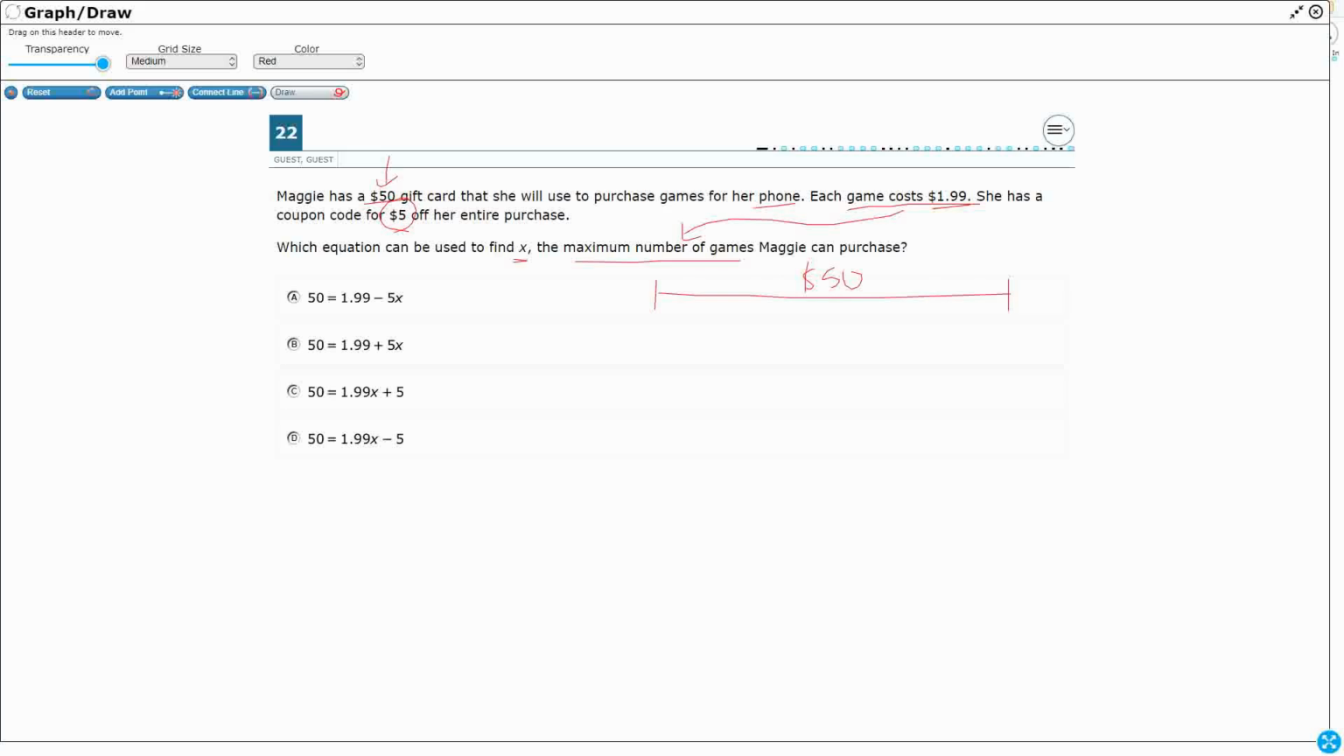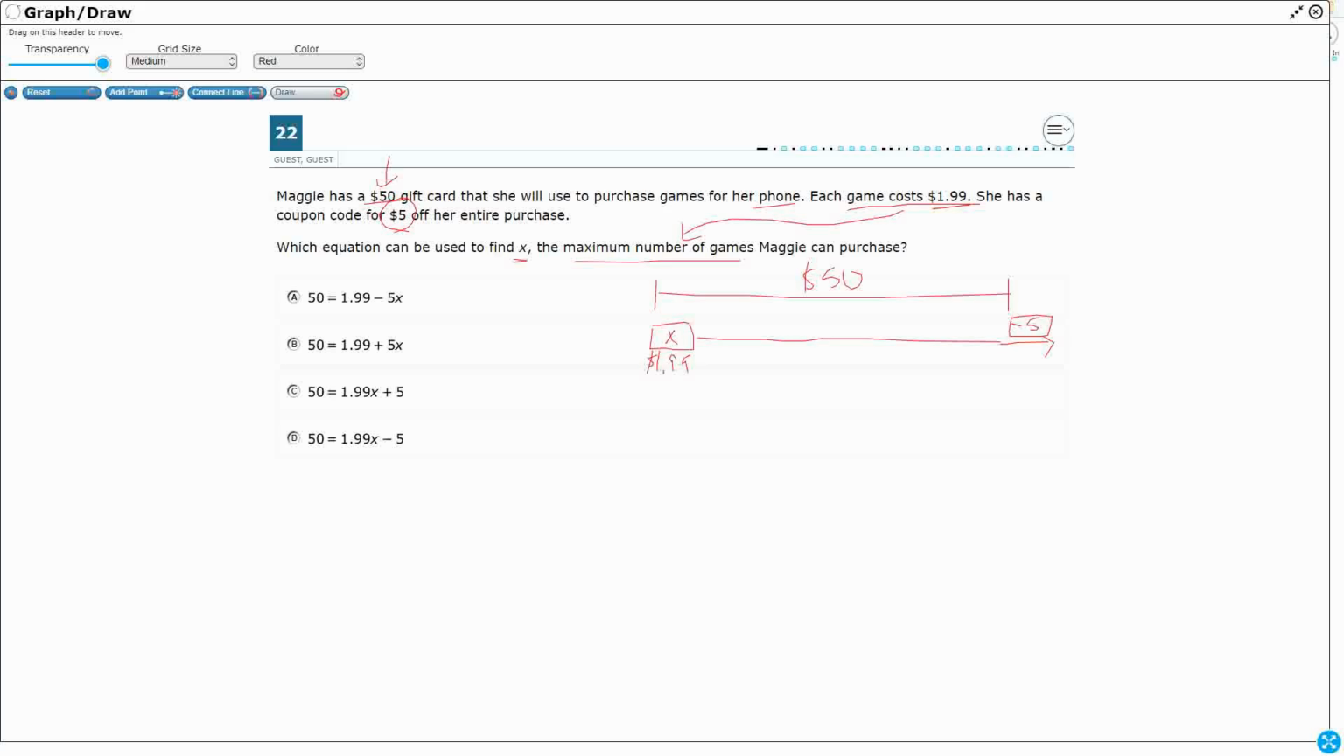That's her gift card. She knows that it's going to be $5 off her entire purchase, and then it's $1.99 per game. So here's the question, right? I'm going to put this x right here, and that's going to be the maximum number of games. Those games are each $1.99. The question is, how many of those can I fit into the $50? And quite honestly, I can actually go $5 over, right? Because I know that I've got $5 off. I can take that $5 off at the very end.